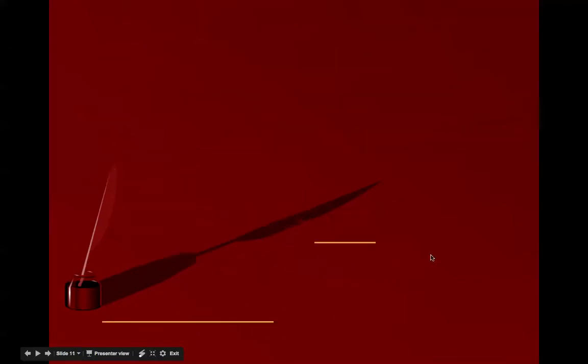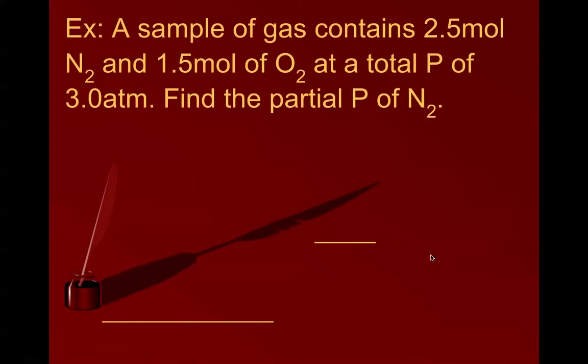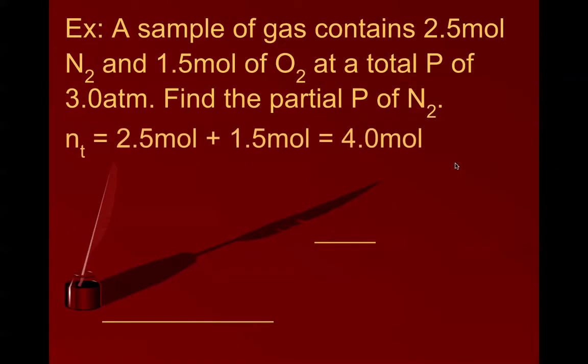Let's see it in action. For example, a sample of gas contains 2.5 moles of nitrogen and 1.5 moles of oxygen at a total pressure of 3 atmospheres. Find the partial pressure of nitrogen. So this is kind of similar to air, a mixture of mostly nitrogen and oxygen. How do you find the total number of moles, nT? Well, you just add up all the partial number of moles. So 2.5 moles of nitrogen, 1.5 moles of oxygen gives us 4 total moles.